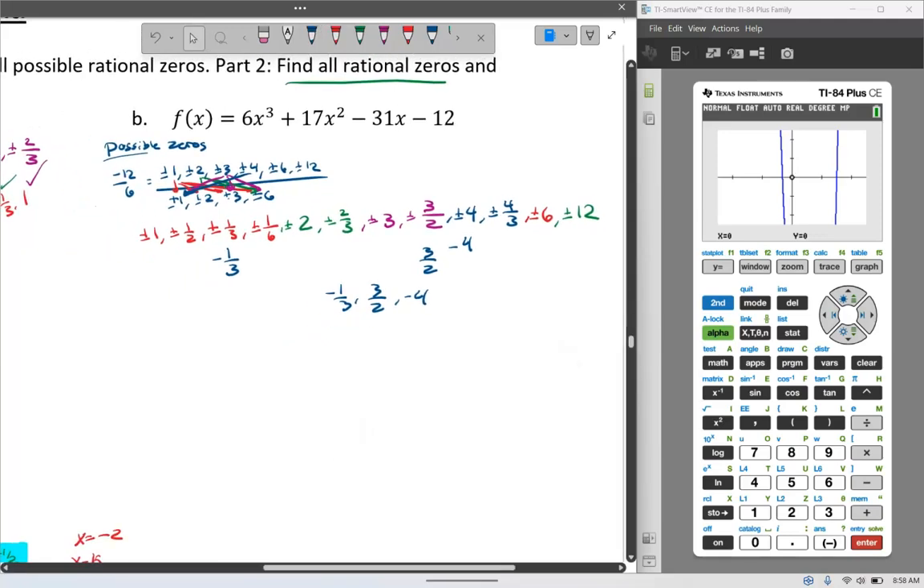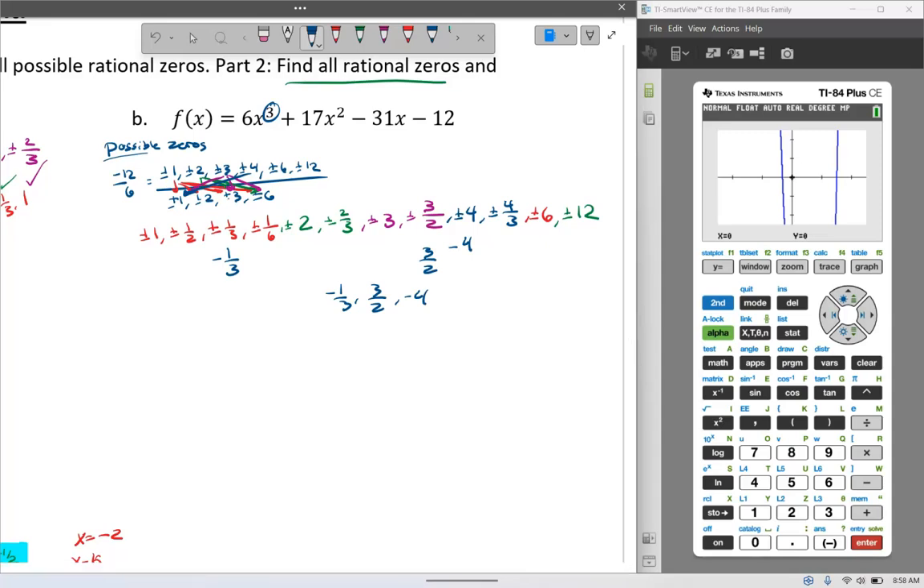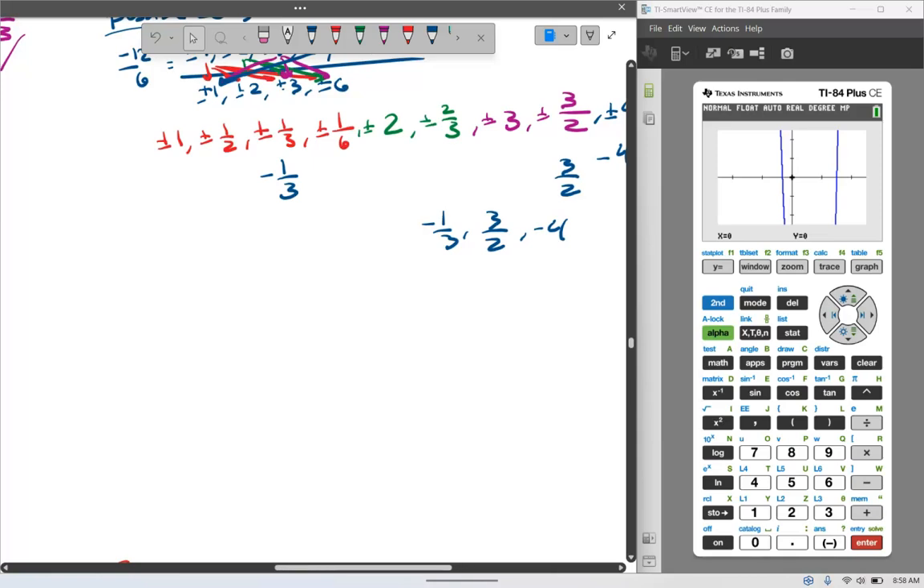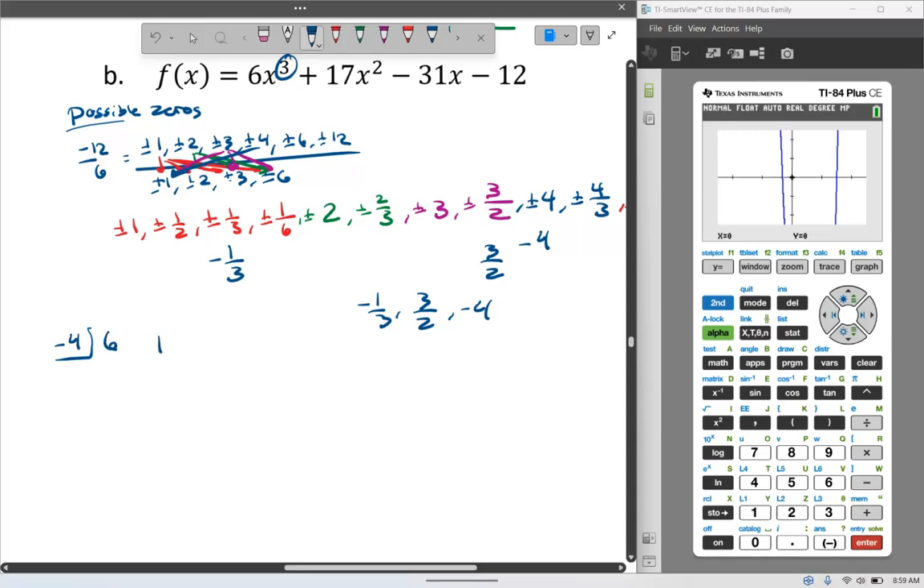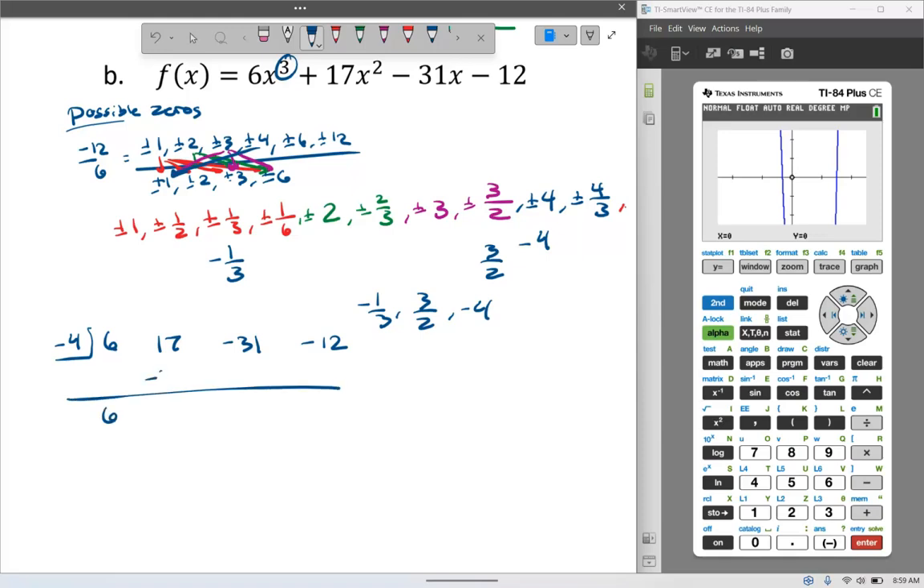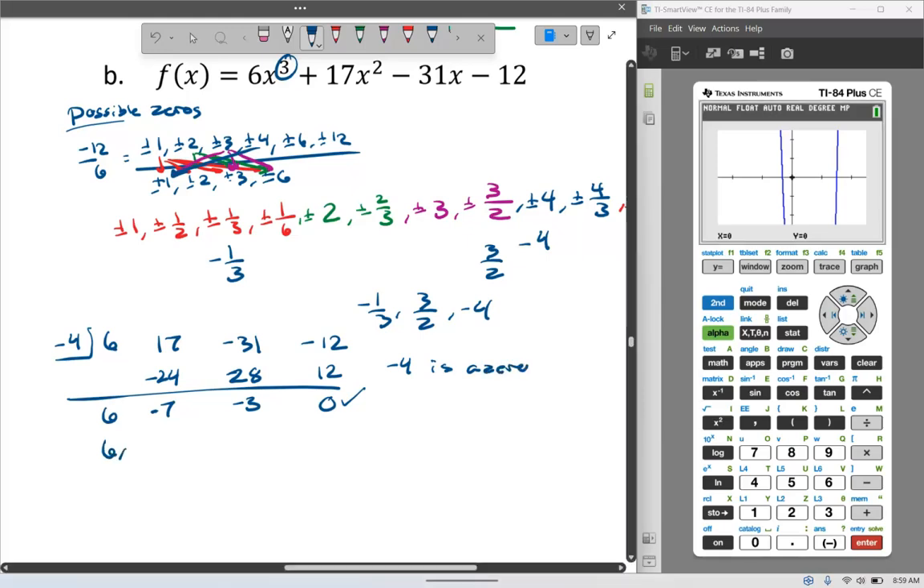And we only need one of these to work, because once we do our first synthetic division, we'll have a quadratic, and then we can just solve the quadratic that's left. So let's do -4. That one looks pretty promising. 6, 17, -31, -12. And we get a remainder of 0. So we know that -4 is a 0. And our quotient is 6x squared minus 7x minus 3.